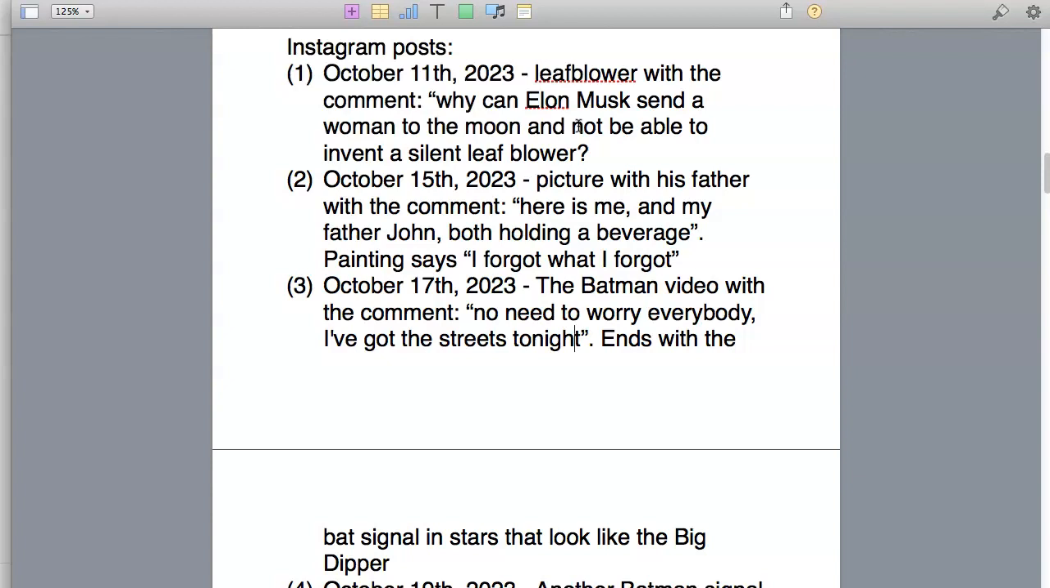So we'll move on to the second one, which is October 15th, 2023, a picture with his father with the comment, "Here is me and my father John both holding a beverage." The painting in the photo says, "I forgot what I forgot." It's just interesting to me.